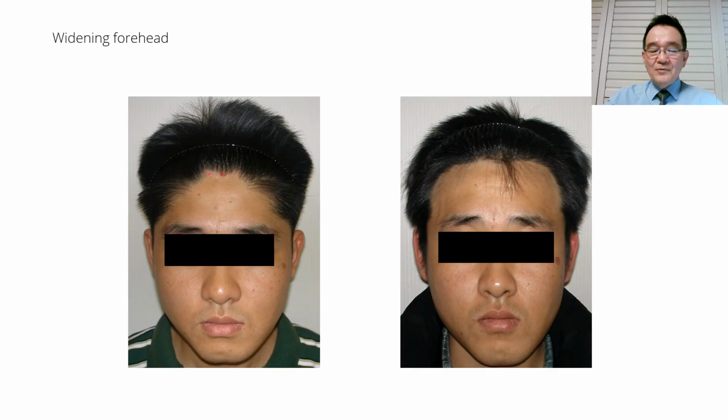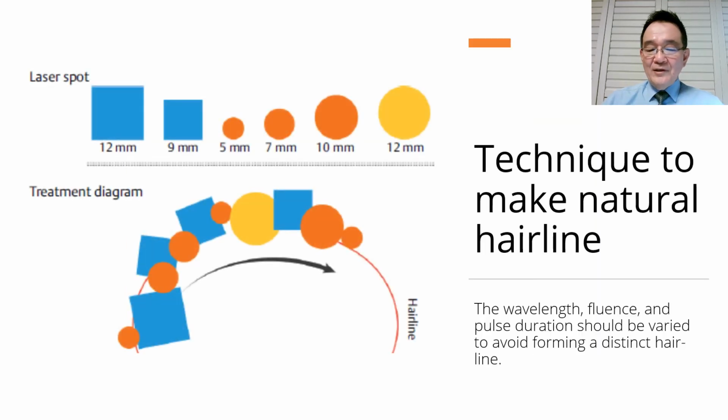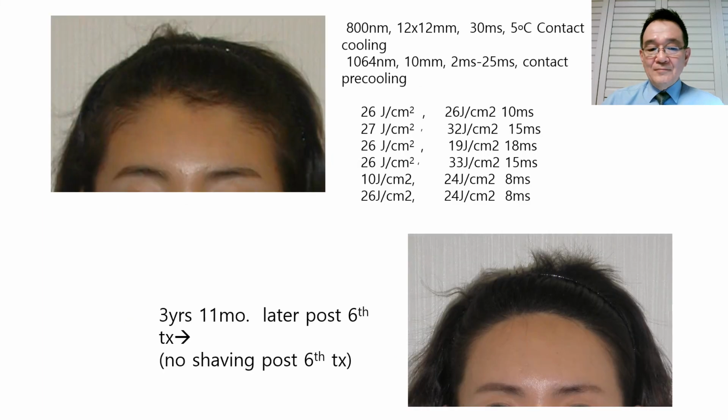Widening forehead before and after hair removal. This is the technique to make a natural hairline. The wavelength, fluence and pulse duration should be varied to avoid forming a distinct hairline. Before and 3 years 11 months after 6 treatments. Before and after 5 treatments.